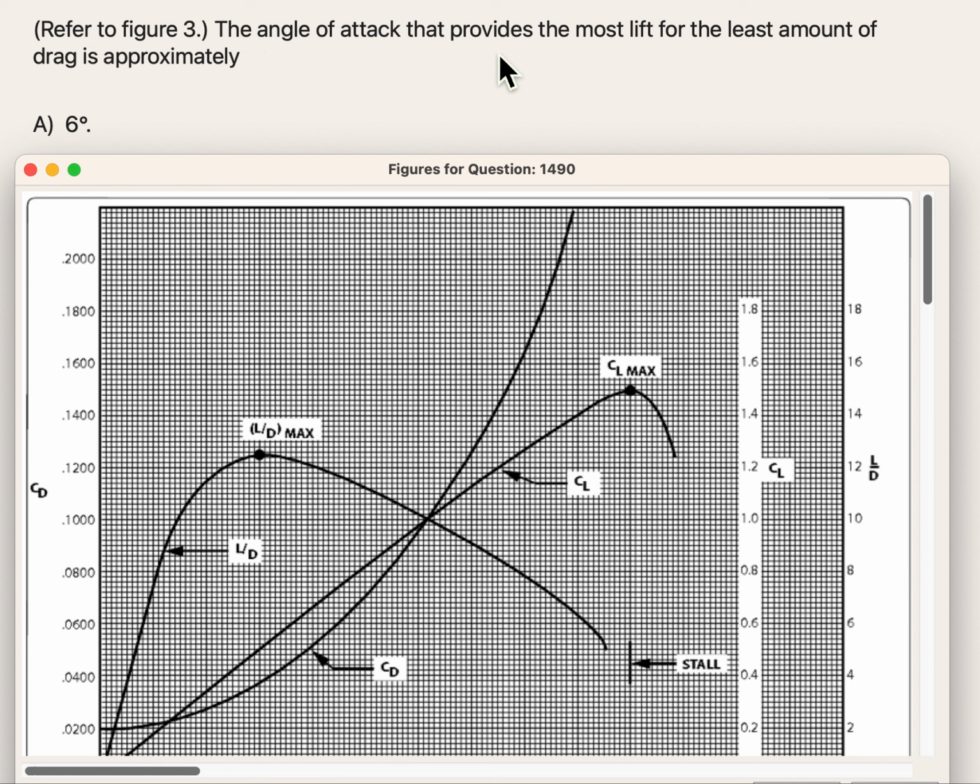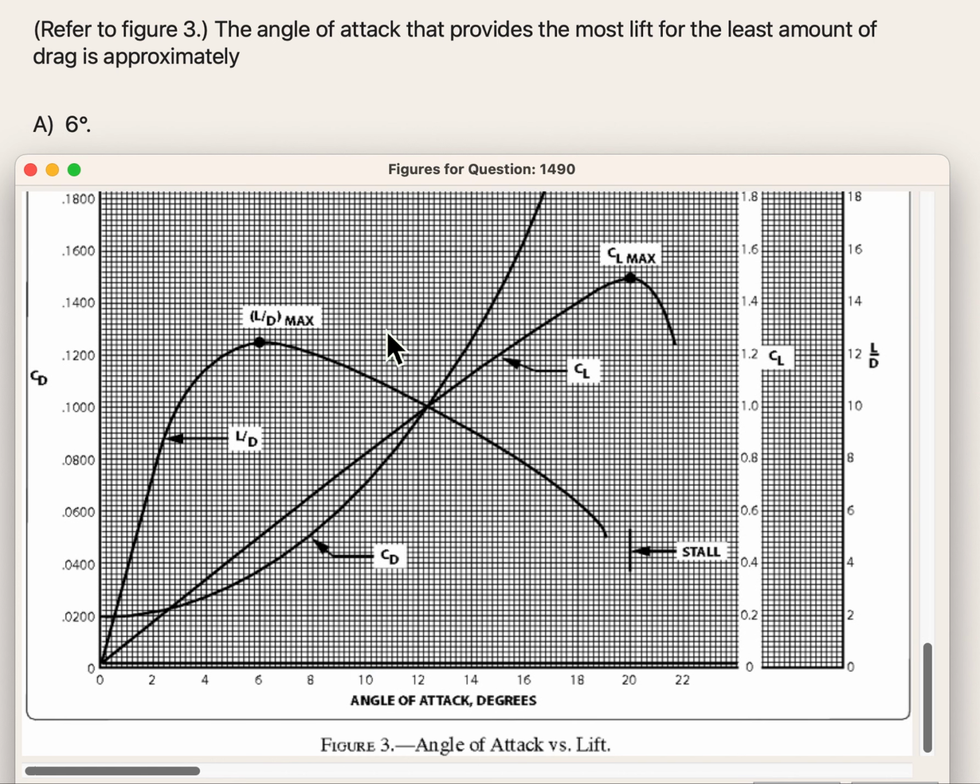The angle of attack that provides the most lift for the least amount of drag is approximately 6 degrees. The angle of attack that provides the most lift, L/D max, for the least amount of drag is probably 6 degrees. So I think you just go up here.